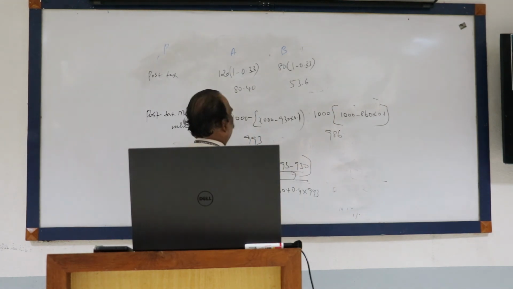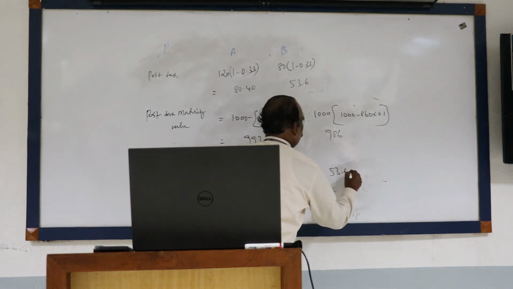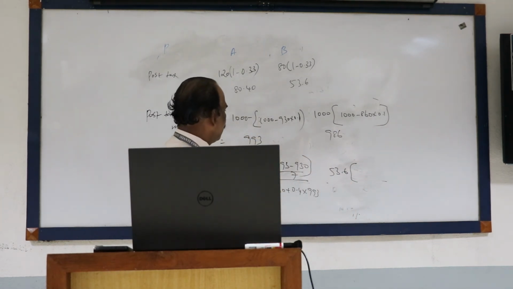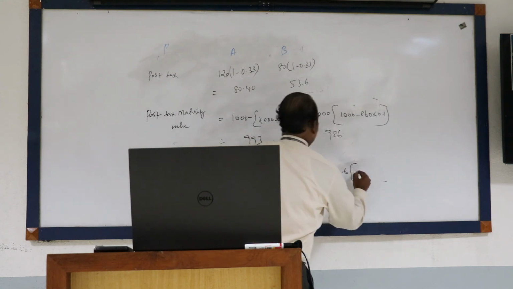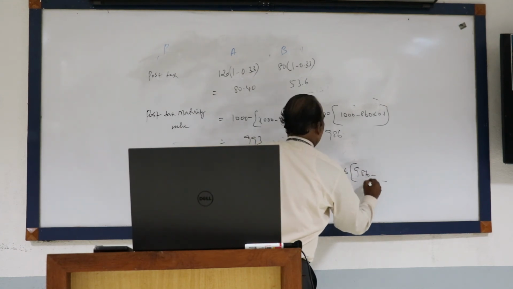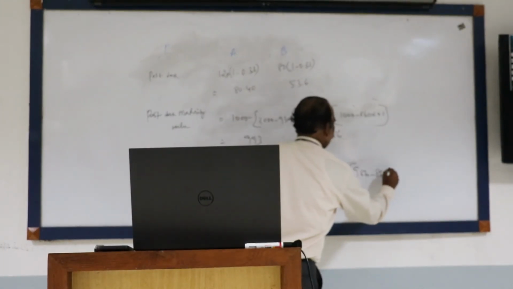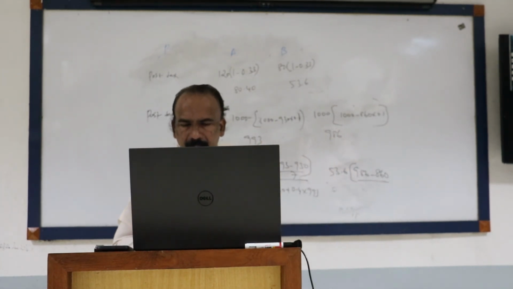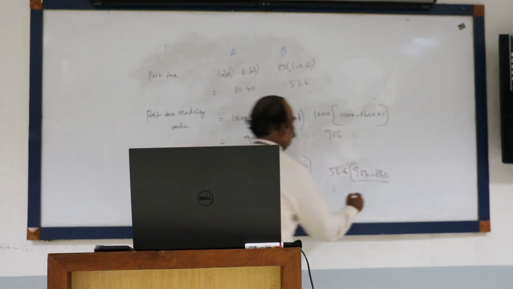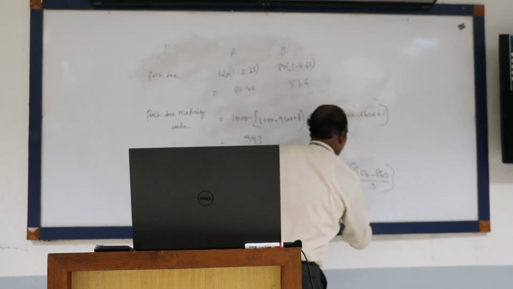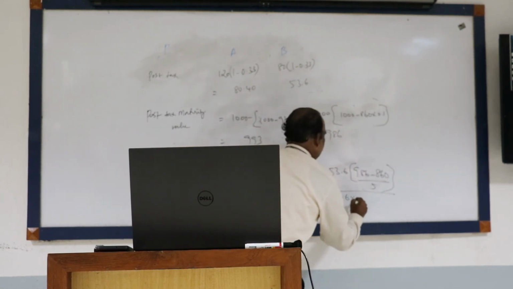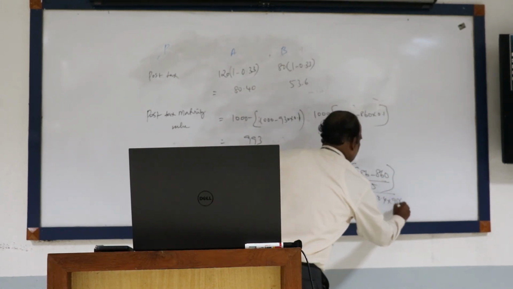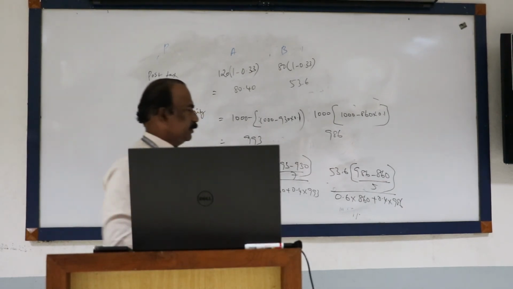Here 53.6 into, the price is 986, minus 860, divided by 5 years. Whole divided by 0.6 into 860 plus 0.4 into 986. That's right.